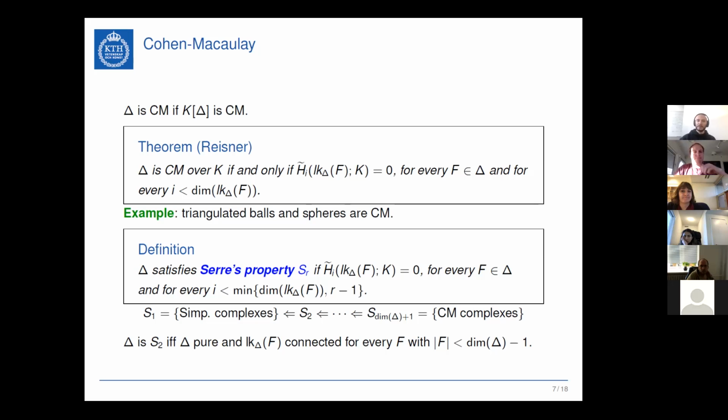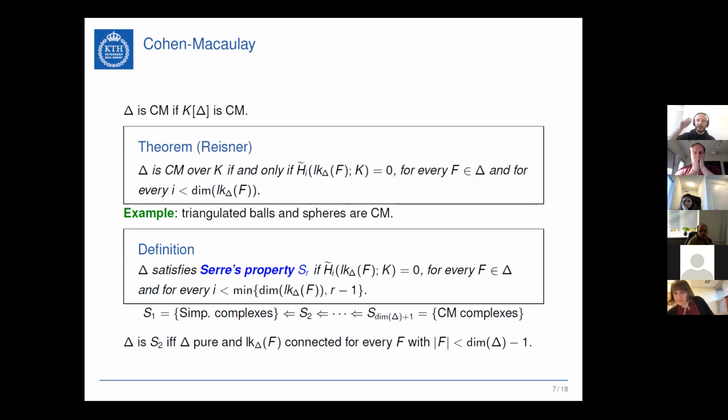And the description is the following. Delta is Cohen-Macaulay if and only if the homology of all links vanishes everywhere, but possibly in top degree. Top degree means the degree equal to the dimension. So I take any face, and I look at its link, which is going to be k-dimensional. Then the criterion for Cohen-Macaulayness is to have the homology vanishing everywhere, but it's allowed to have something in top degree. This must be true for every face, and it has to vanish for every homological degree smaller than the dimension.